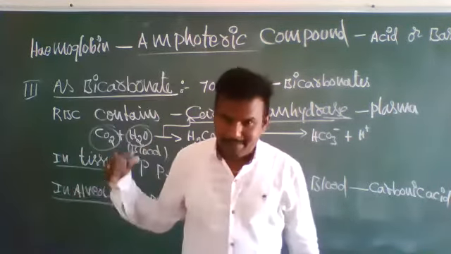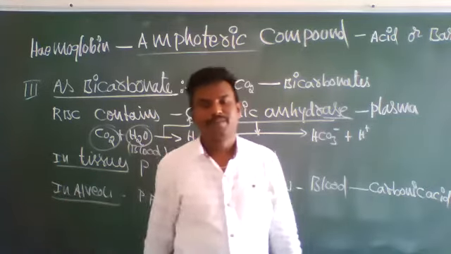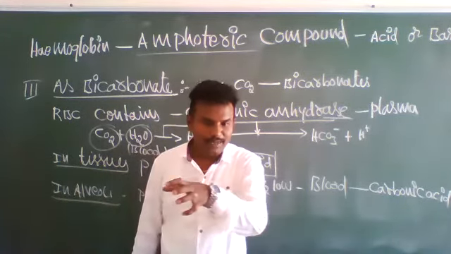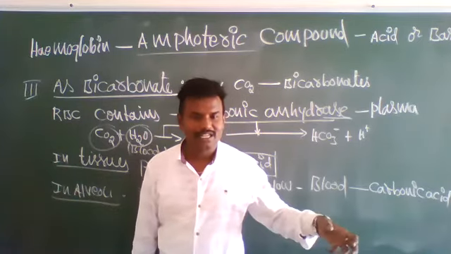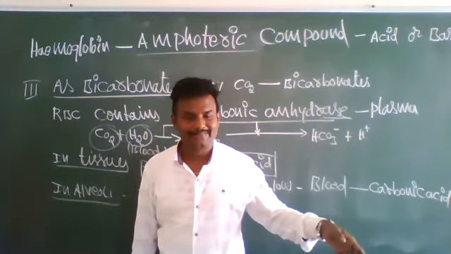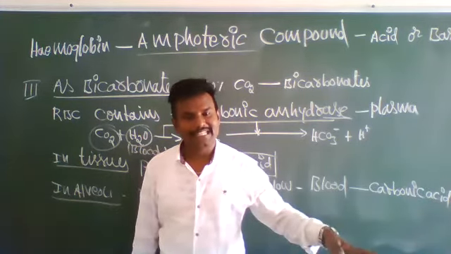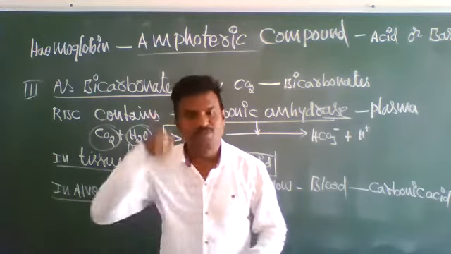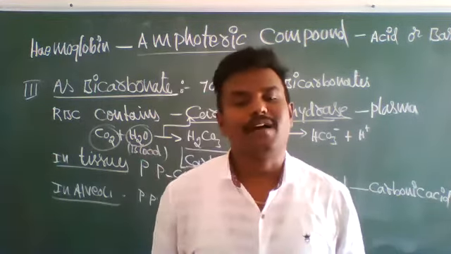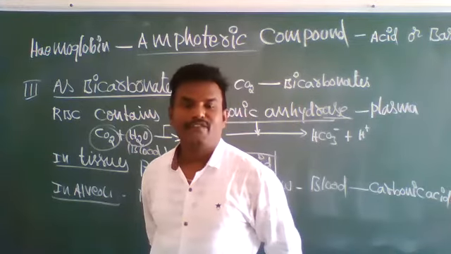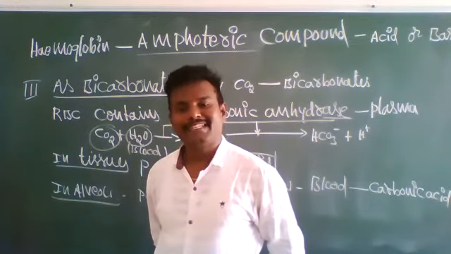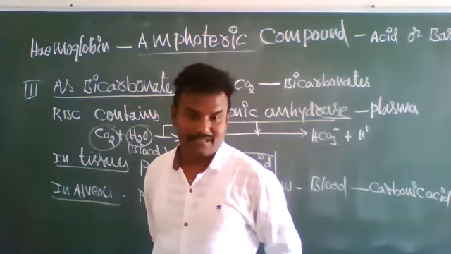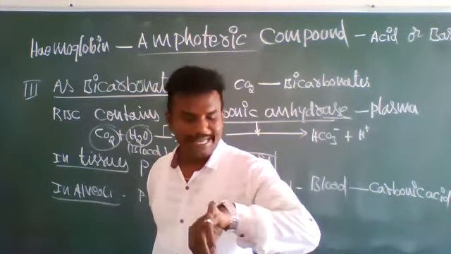Okay, so carbon dioxide reaches the alveolar sac through hemoglobin only. Hemoglobin from the heart brings carbon dioxide to the lungs. It leaves that carbon dioxide in the lungs and immediately takes oxygen and goes to the heart. That's why hemoglobin is called an amphoteric compound. It reacts as an acid and base depending upon conditions, and also performs a peculiar character.